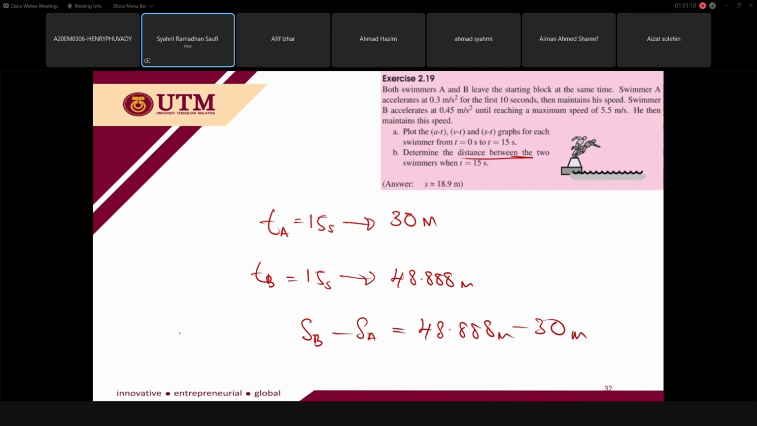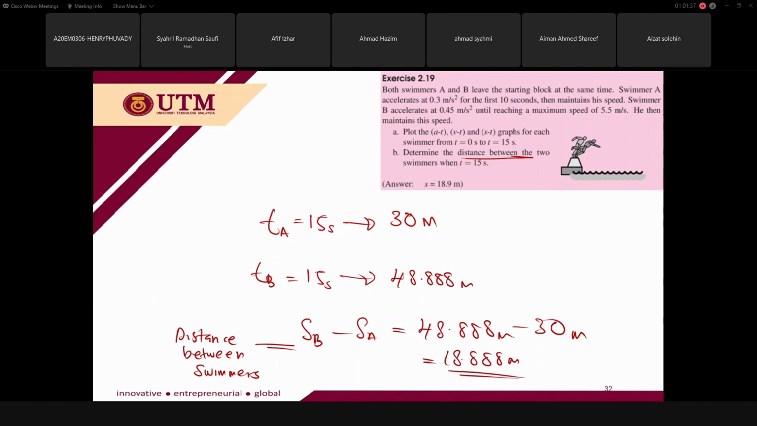The distance between the swimmers, then you get 18.88 meters. So usually the questions will look like this. You need to understand the question, and from the question you need to draw the graph profile.